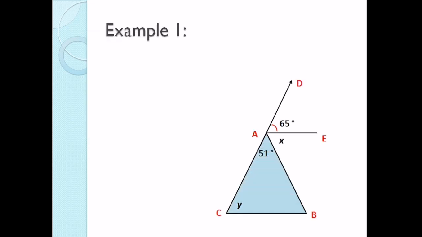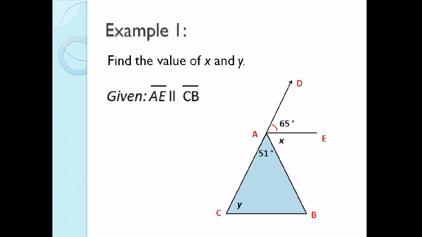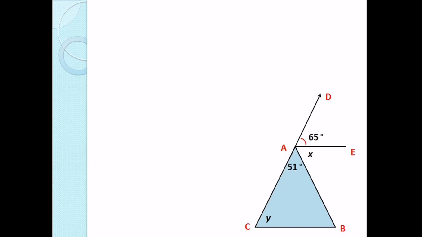So, let's have an example 1. So, let's apply the first two postulates in our given example. So, ang given natin dito ay 65 degrees at 51 degrees. And then, meron tayo ditong unknown value which is yung x at y. So, find the value of x and y. Wherein our given is line AE is parallel with line CB. Again, our given is AE is parallel with line CB.